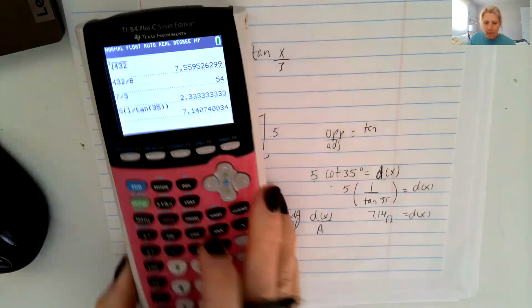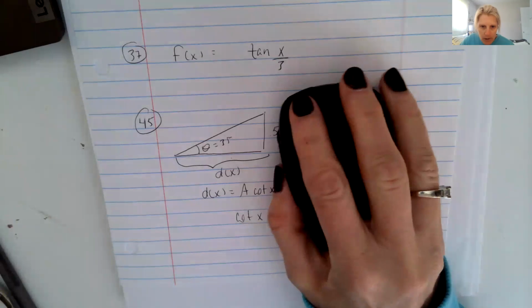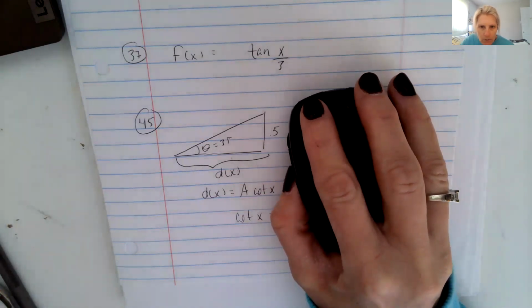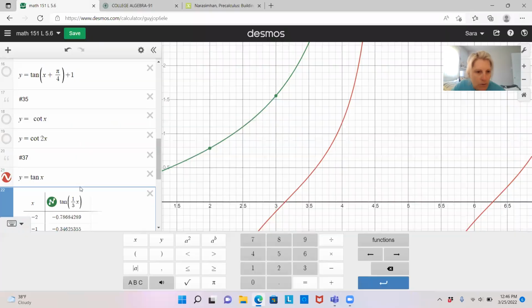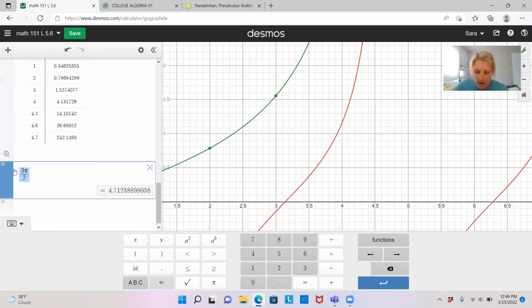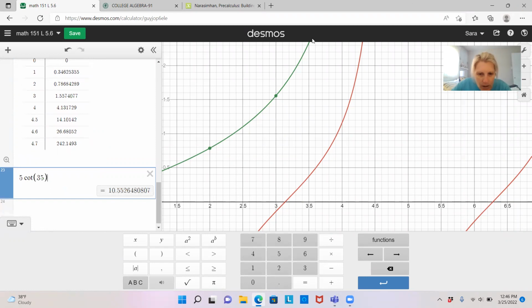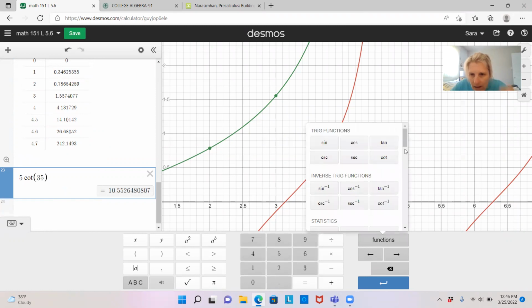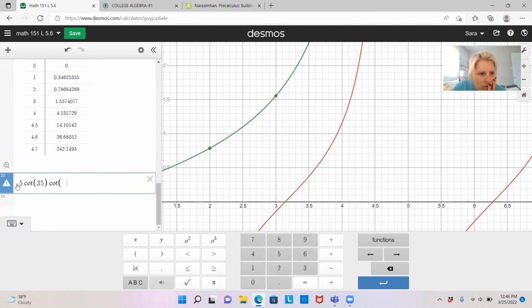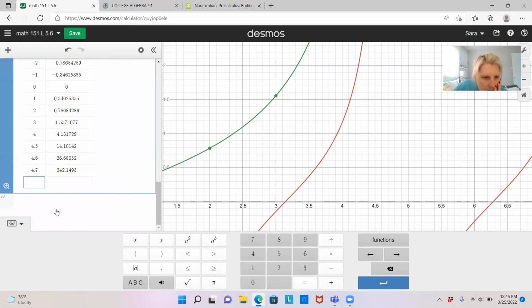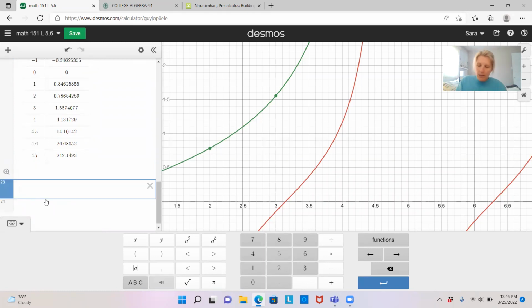feet. Now, we can use the cotangent function in Desmos. It's just my calculator. I have to use the reciprocal functions. So if we go to Desmos, we can put in 5 times the cotangent of 35. And it doesn't know degrees. You know, the only reason I can use this is because my mode is in degrees. So I guess I'd have to play around with it to be able to use degrees in Desmos, but we can do it in my calculator.